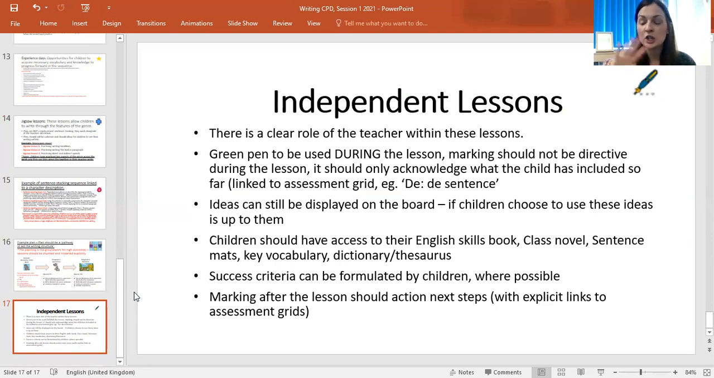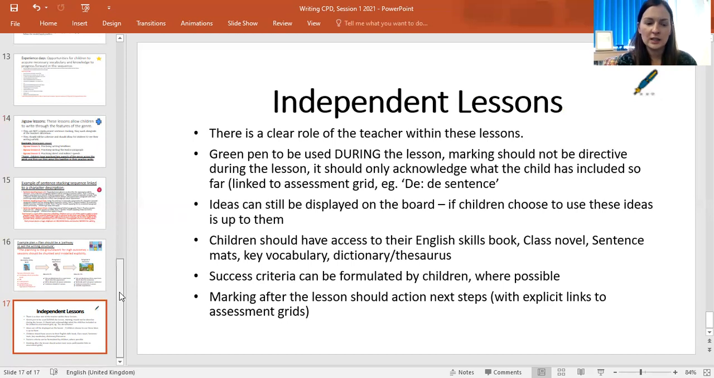Success criteria, especially in the older years, can be formulated by children from what they've learned across the week, so what they know the features of the character description are, with the class teacher as well. And that's fine because it's independent. Again, if they choose to put that on their success criteria, that's their choice. And then obviously in younger years, that probably won't be as practical. And then I've already mentioned marking after the lesson.